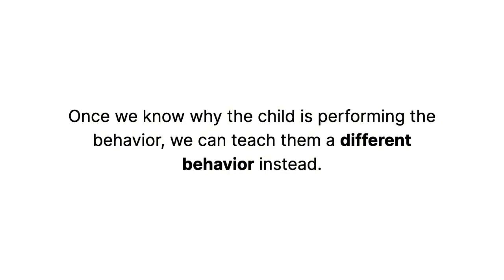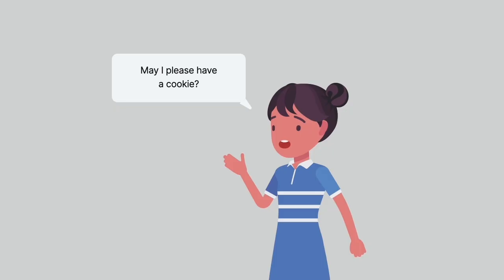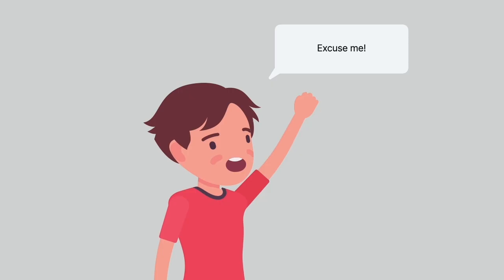Once we know why the child is performing the behavior, we can teach them a different behavior instead. This other behavior replaces the problem behaviors and still meets their needs rather than using maladaptive behaviors. For example, the child who politely asks for a cookie may be given a cookie, and the child who sneaks a cookie can be taught to ask. A child who wants attention can be taught to say "excuse me" and wait before interrupting. A child can request a break to escape challenging situations instead of having a tantrum.